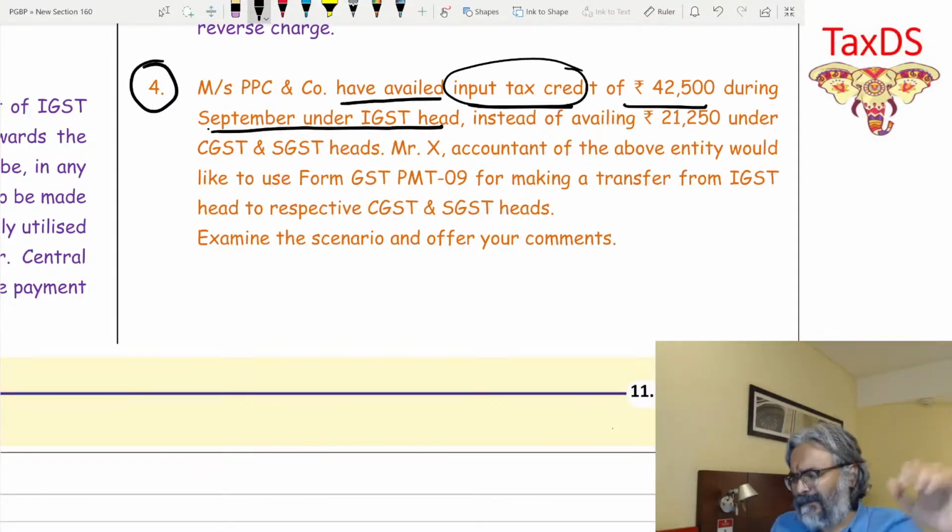Instead of availing what? He should have availed where? In CGST and SGST. What it implies, students, is that there was an intra supply of goods, and in the intra supply of goods, the CGST and SGST is charged. So the credit should have been availed in the category of CGST and SGST. But what we are witnessing is that the credit has been taken not in the category of CGST and SGST, but in the category of the IGST. That is where the credit has been taken in this regard.